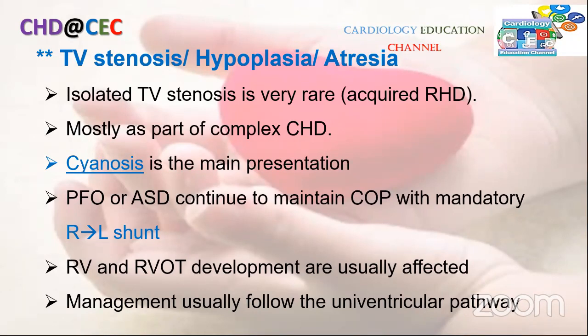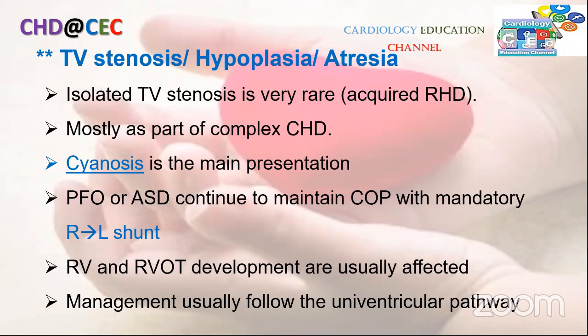Stenosis is the main presentation, especially if you have a PFO or ASD. I'm talking about the congenital group of patients. If you have a PFO or ASD, you still maintain cardiac output with a mandatory right to left shunt, even in some cases of tricuspid atresia. I know it is rare to have a restrictive PFO in these cases, but we face some patients with tricuspid hypoplasia or atresia with a restrictive PFO who need atrial septostomy by balloon.